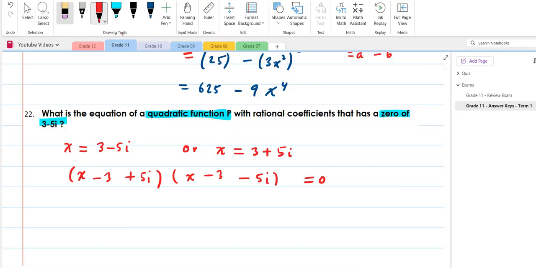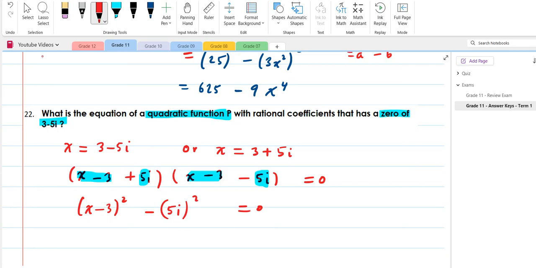Now we can identify this as a plus b into a minus b. So identifying this as a plus b into a minus b, this is your a and this is your b. 5i, your a is x minus 3 and your 5i is your b. So we kind of have like difference of two squares as well. So this is just a minus b, this is x minus 3 squared minus 5i squared, which is equal to 0.